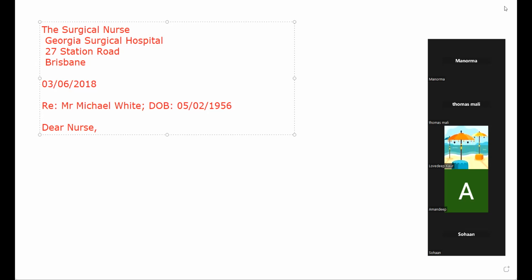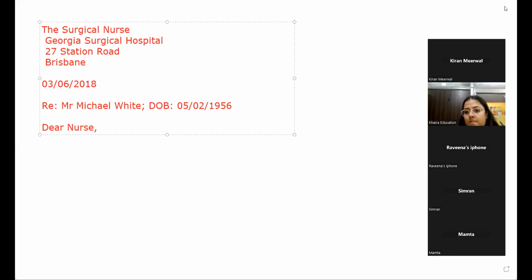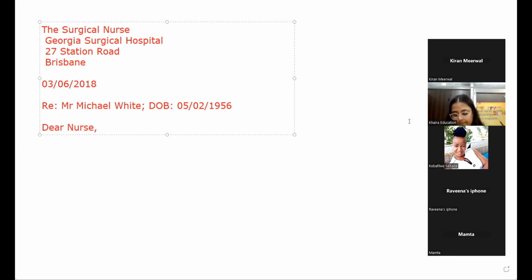Amandeep online, can you read yours? No, you're not there. Keba, if I can request you to read. Yes, ma'am. I am writing to inform you about Mr. White. Height in brackets and weight in brackets. As his colonoscopy is scheduled at your facility on 10th. Makes sense. You don't have to write that is tomorrow, or next week. This is fine. On 10th is fine.